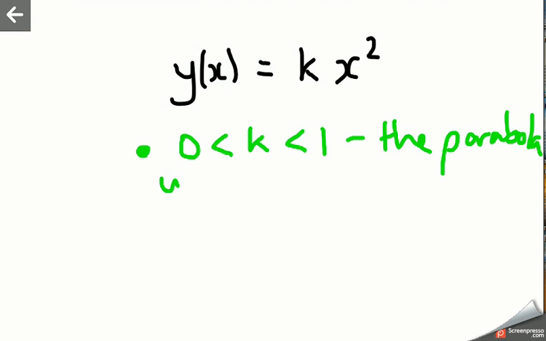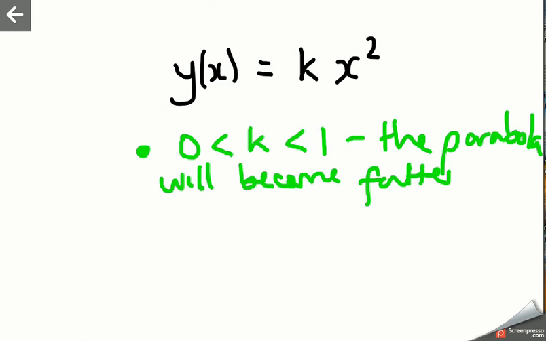The parabola will become fatter. Because if all of a sudden the y values are reduced, then it's going to take more time to increase. It's going to need higher values of x to reach higher y values, and that results in a wider, fatter parabola.